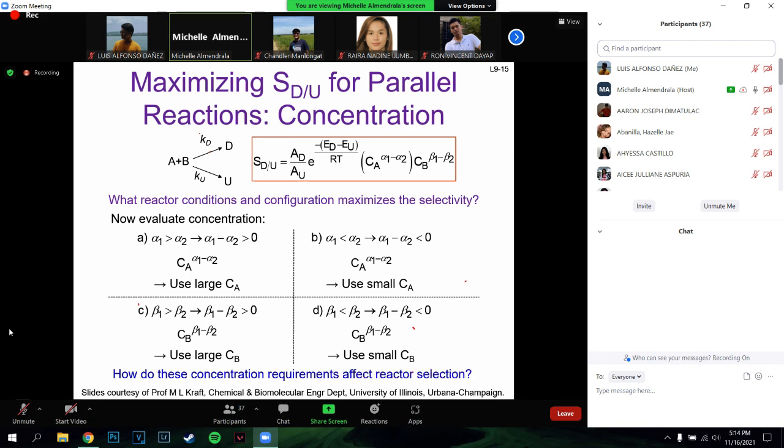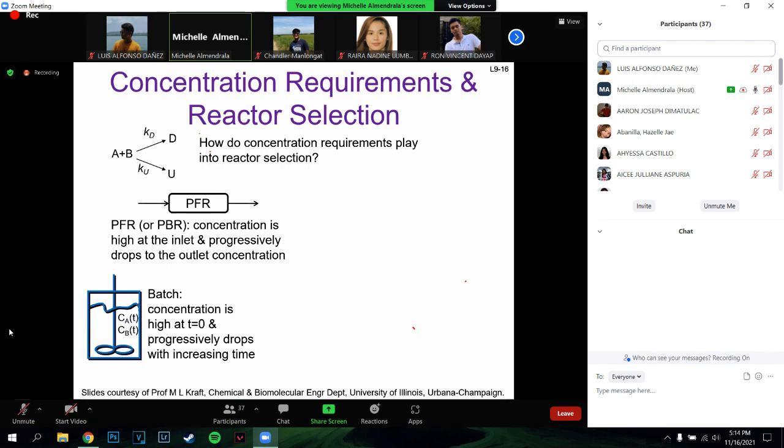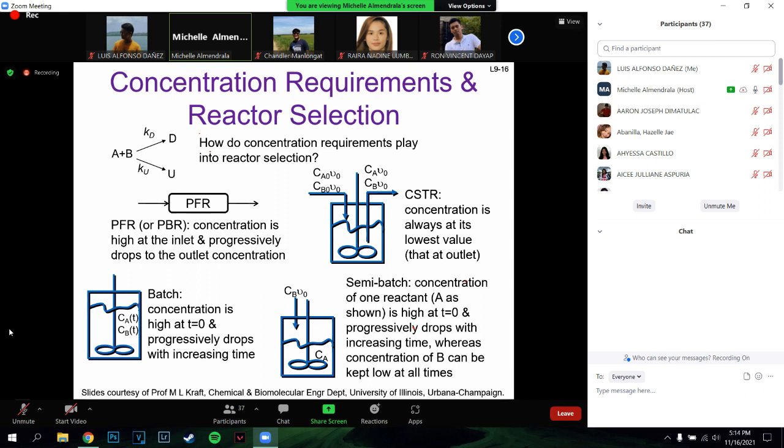Okay, so let's substitute the values. And this one is for PFR or packed bed, because the design for a packed bed and for a PFR are the same. For batch it is different, and for CSTR it will be different. And so this will be your answer to a summary of the chapter.